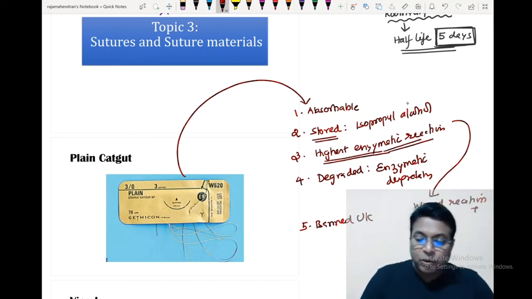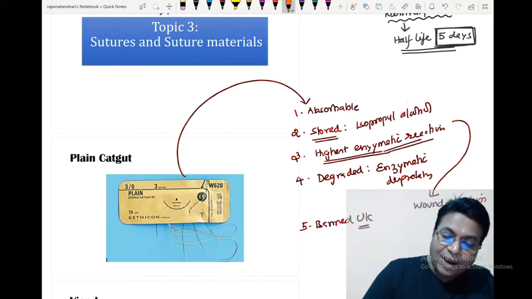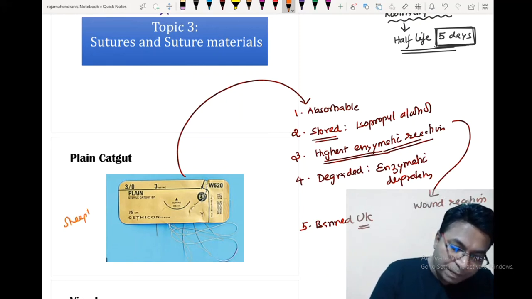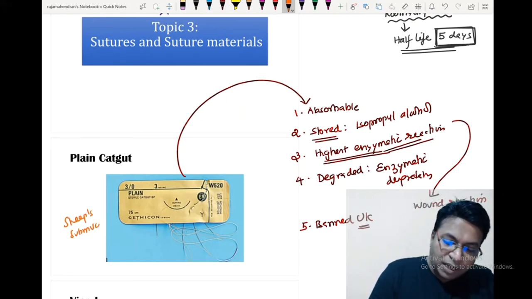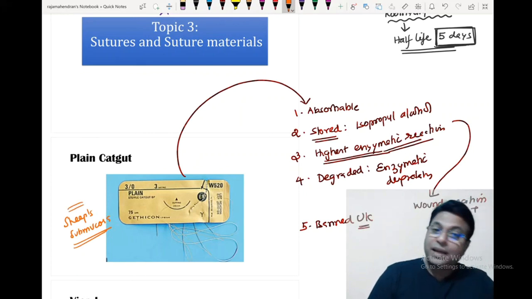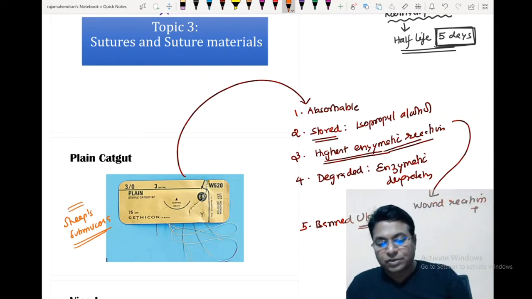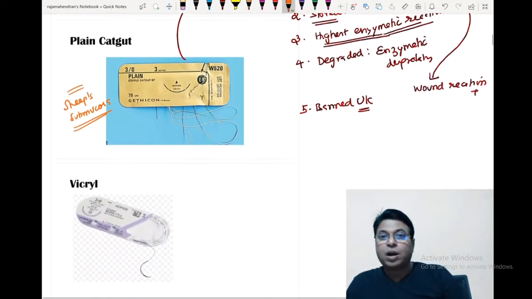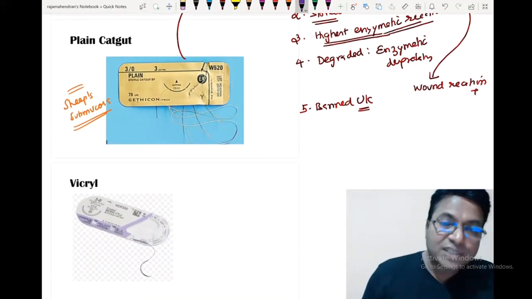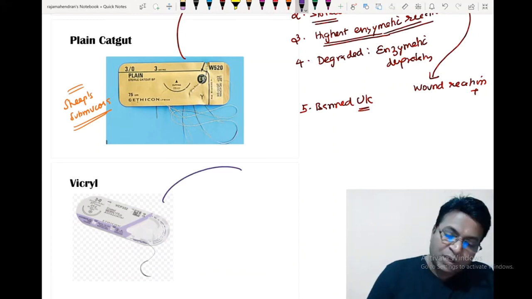Even vegetarian people will tell you not to use this because it is derived from sheep's submucosa. Vegetarian people don't like using this suture, and they will usually tell the surgeon beforehand that they can have an allergic reaction. So sheep's submucosa should not be used in vegetarian people. We avoid it. So, coming to Vicryl.